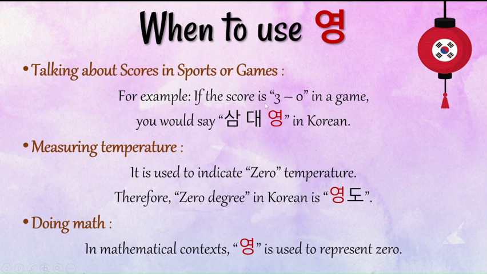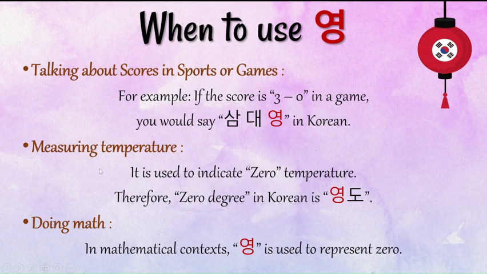For example, if the score in a particular game is 3-0 or 3 versus 0, then in Korean it will be said 3-0. 3 stands for 3, the Sino-Korean number, and young for 0, and this is versus. So in Korean it is called 대. 3-0, 3 versus 0. Okay, this is how you say score in Korean language.